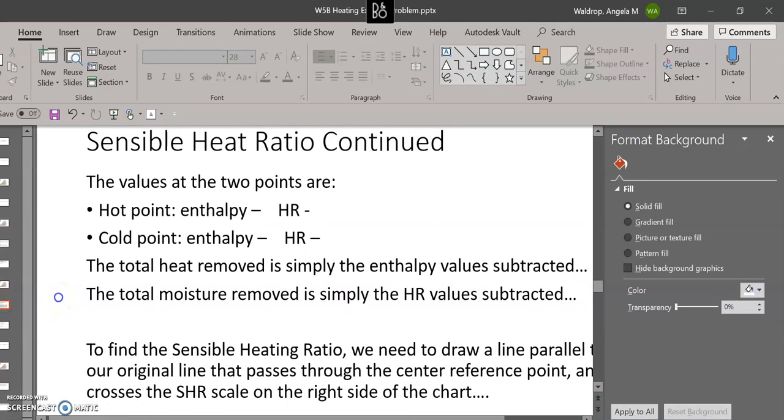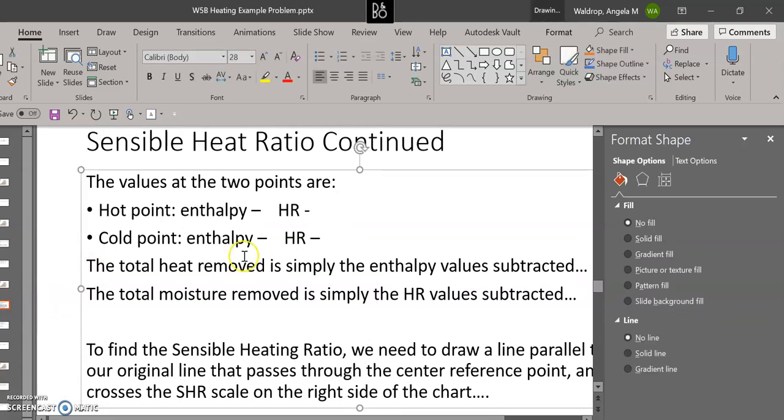So the values for the 2 points: the enthalpy at the cold point is 21.4, and my humidity ratio there is 81.7. My enthalpy at the second point is 32.5, or we'll see 32.48, and my humidity ratio here is 56.2.